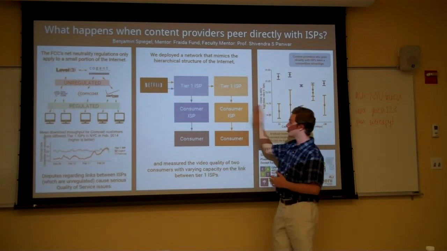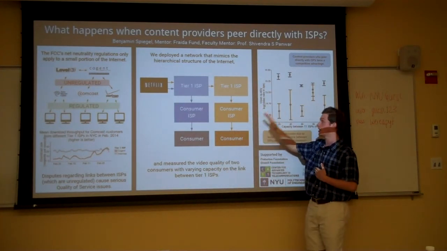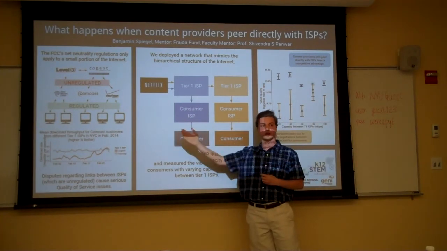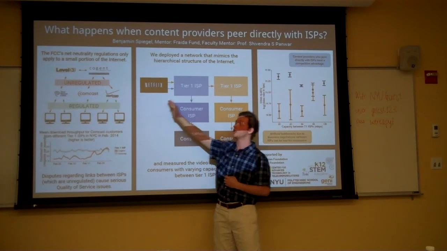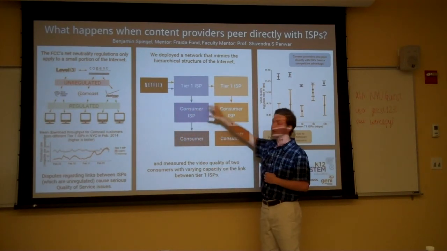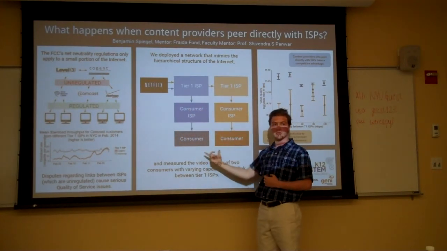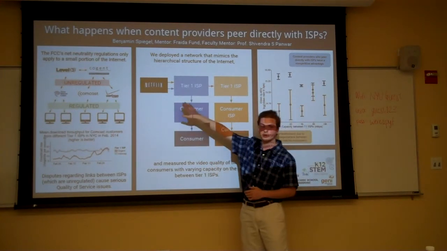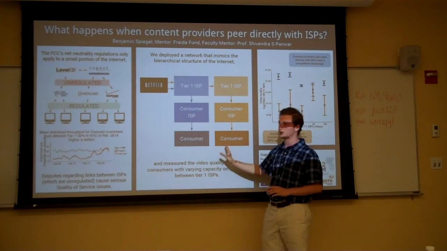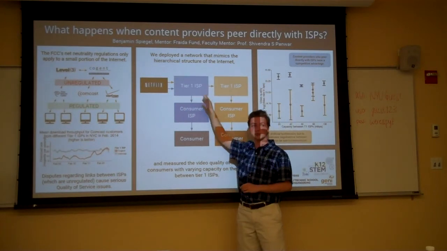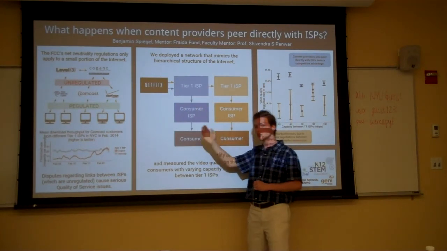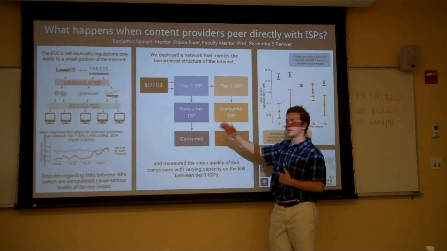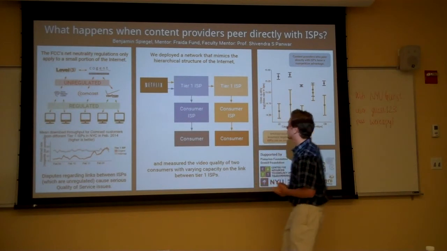So I created this topology, which mimics the hierarchical structure of the Internet. It has a content provider peered with an Internet service provider, and then all the traffic trickles down to their consumers. I ran traffic all the way from Netflix, we'll say, all the way down to these consumers while limiting this peering link between the tier 1 ISPs. This is supposed to mimic what basically happened with Cogent and Internap.